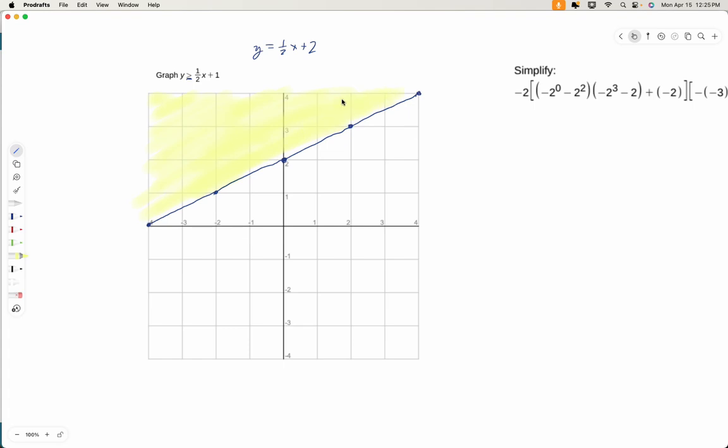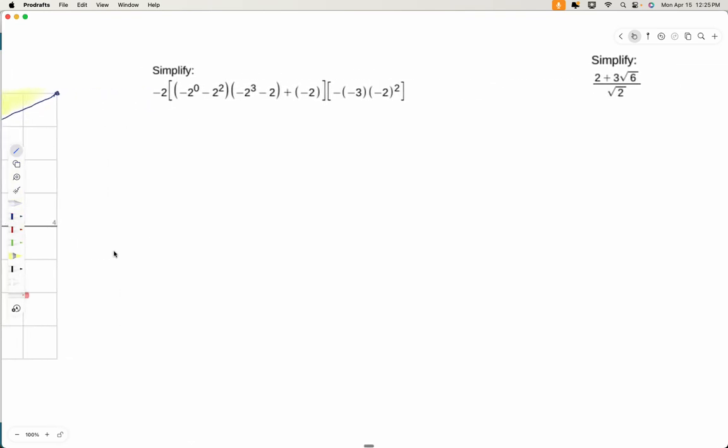And that's it. That's how you would answer a problem like that. You're just going to indicate that every one of these points is going to make this a true statement. All right, and we don't actually need this at all. That just helps us to see how to graph the line or where the line lives.